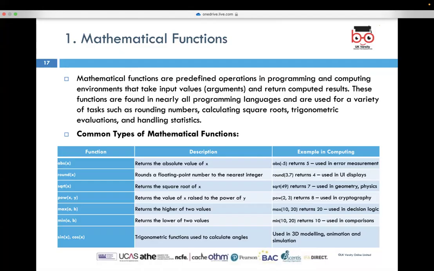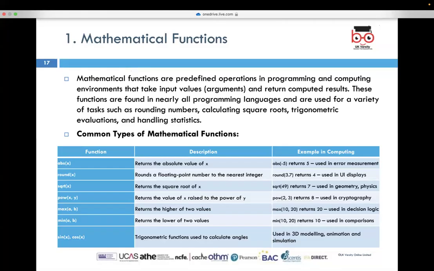So abs(x) returns the absolute value of x. For example, abs(-5) would return 5, and this is used in error measurement. Round(x) rounds a floating point number to the nearest integer. An example of this would be round(3.7), which would round it up to 4, and this is used in UI displays. Square root(x) returns the square root of x, and an example would be the square root of 49 would return 7. This is used in geometry and physics.